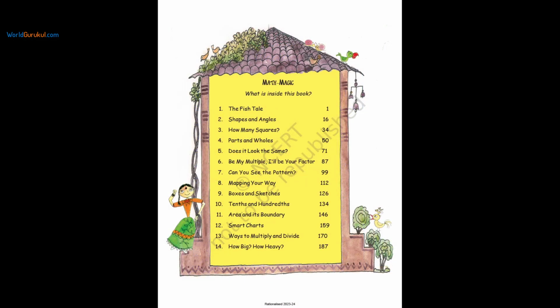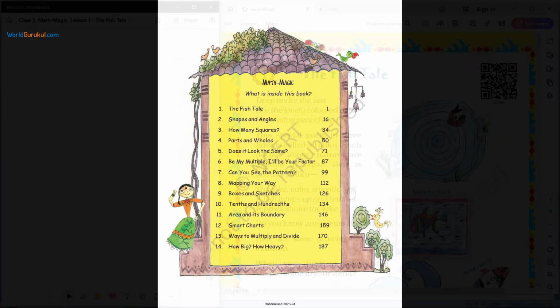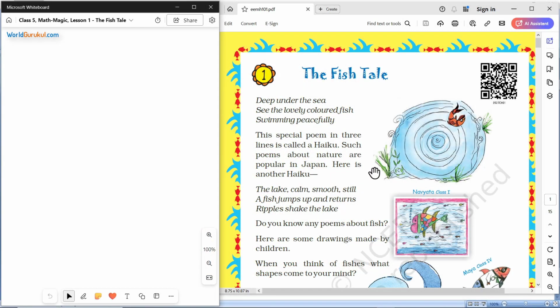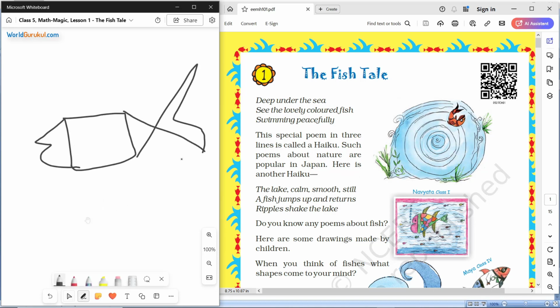Okay, let us jump into our first lesson, the fish tail. You all know fish, right? How do they look? If I ask you to draw a fish, you will draw it easily. Done. We're done with the fish, right? In this, do you see some shapes?